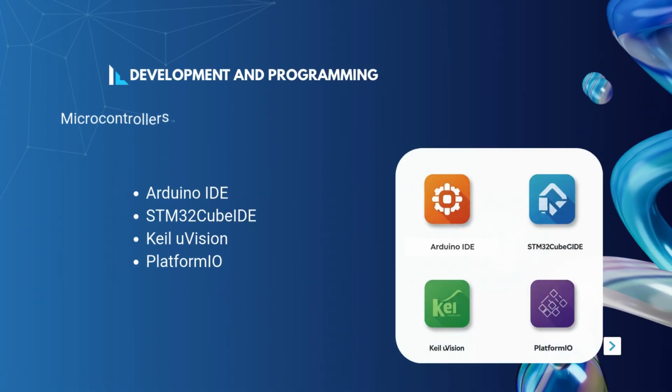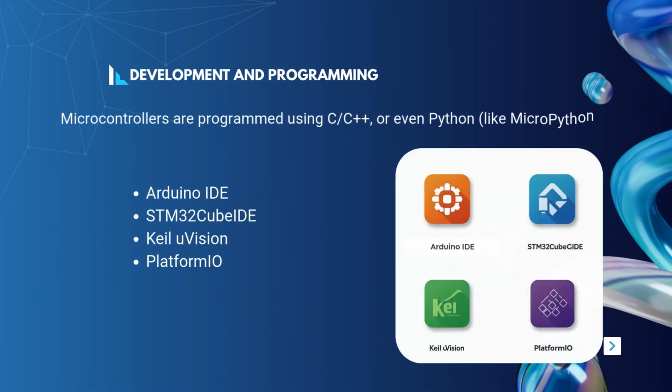Microcontrollers are programmed using C/C++, or even Python, like MicroPython. Tools like Arduino IDE, STM32Cube IDE, Keil Vision, and PlatformIO are used to write, compile, and upload code. Developers use these tools to build logic, read sensor data, control actuators, and enable connectivity.